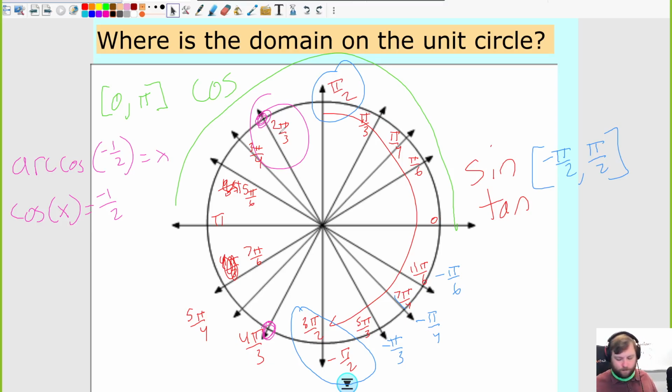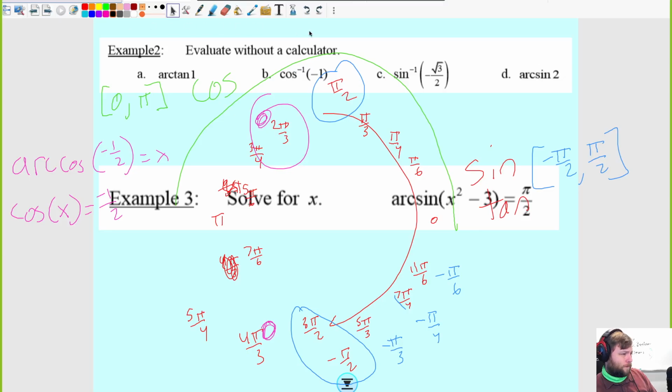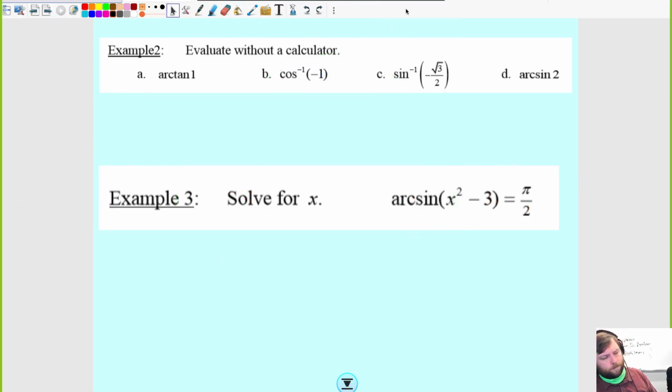So will that matter for this class? I don't know. Kind of get that? Maybe. Maybe that's better. So that's what I was doing on this one.